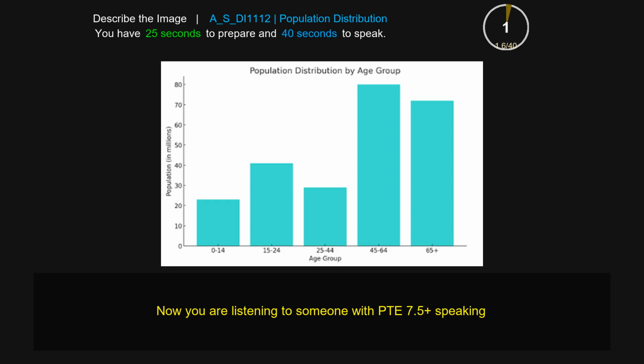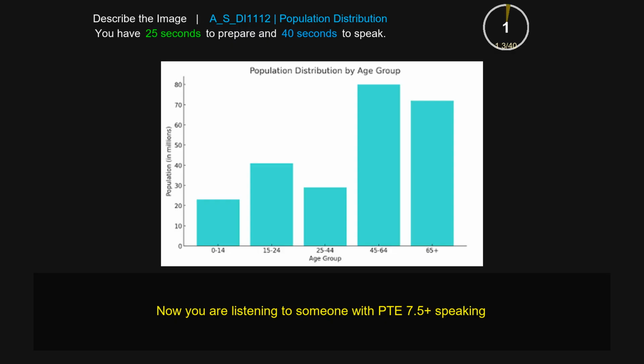The image provided is a bar graph that gives us information about population distribution by age group. The x-axis represents population in millions from 0 to 60 with a gap of 10, and the y-axis shows the age group from 0 to 65 plus, and the highest value is in the age group of 45 to 64, which is about 80 million, and the lowest one is in the age group of 0 to 14, which is about only 20 millions, and other is 65 plus, which is about 70%, and the age group from 25 to 44 is about 30 million. Overall, it is about population distribution by age group.